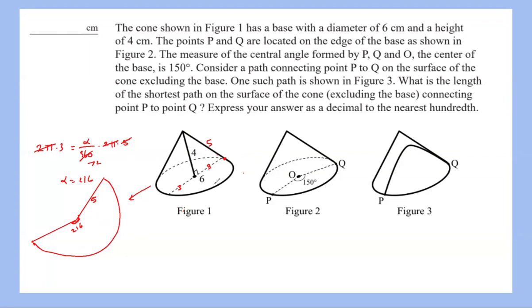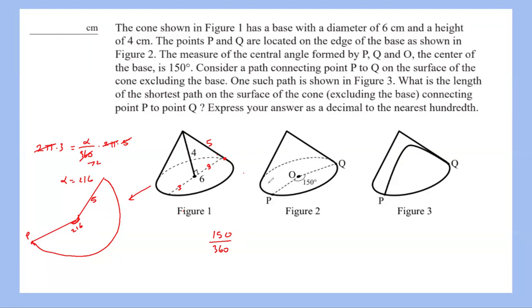Okay, but the question is, when you have P and Q, how is this going to be related? So we need to find a path like this one. Let's say this is a point P, and we know that this is 216 when you open completely, but this is 150 degrees, not the 360. So I'm going to take 150 divided by 360 just to see what fraction of the circumference I'm actually interested in.